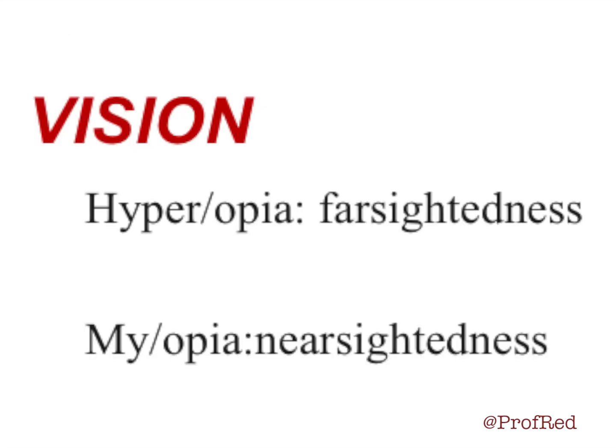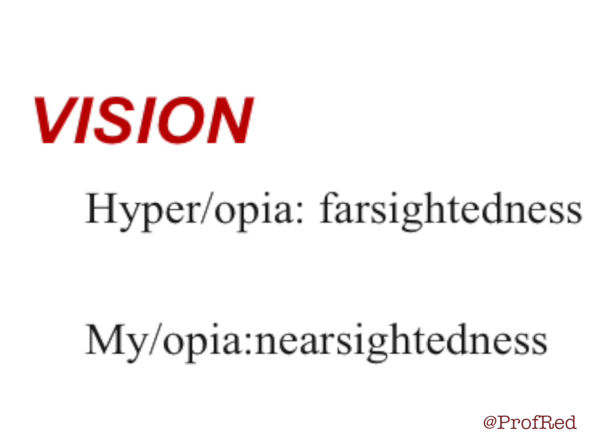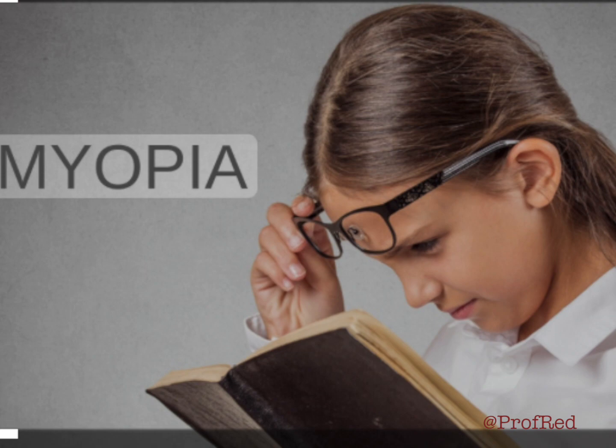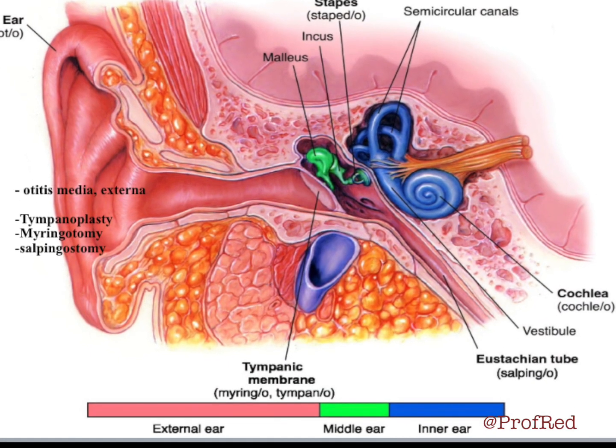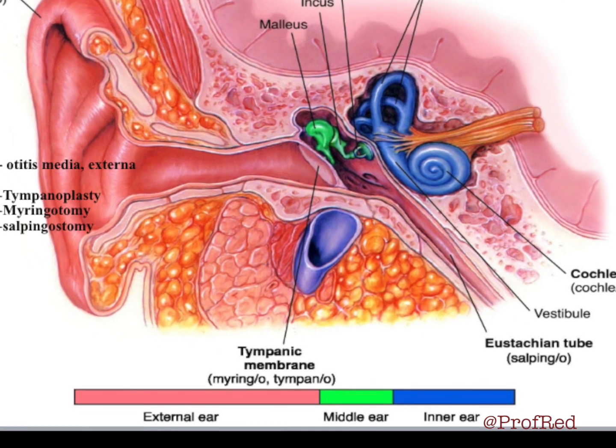Next, we have the terms for farsightedness. That's hyperopia. Again, opia pertains to vision. And myopia is nearsightedness. I know my means muscle, but in this case, it has nothing to do with it. So myopia is nearsightedness. And now we go to the medical terms of the ear.